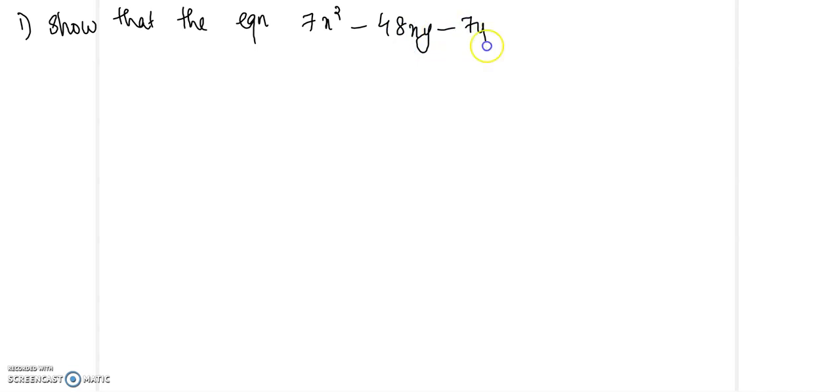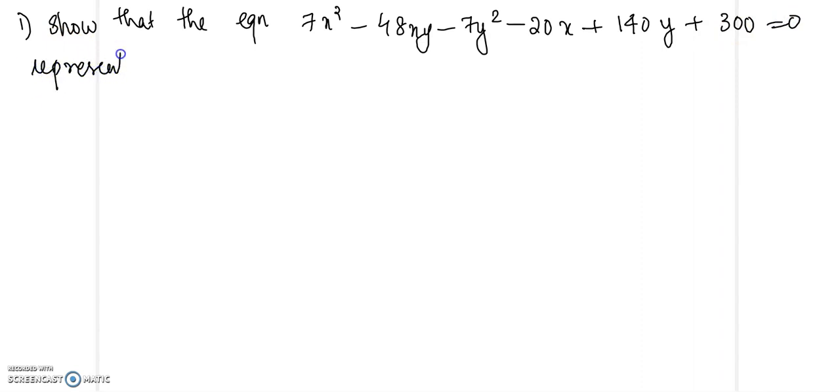So let us look at how to solve the problem. Show that the equation 7x square minus 48xy minus 7y square minus 20x plus 140y plus 300 equal to 0 represents a hyperbola, and find its canonical equation.